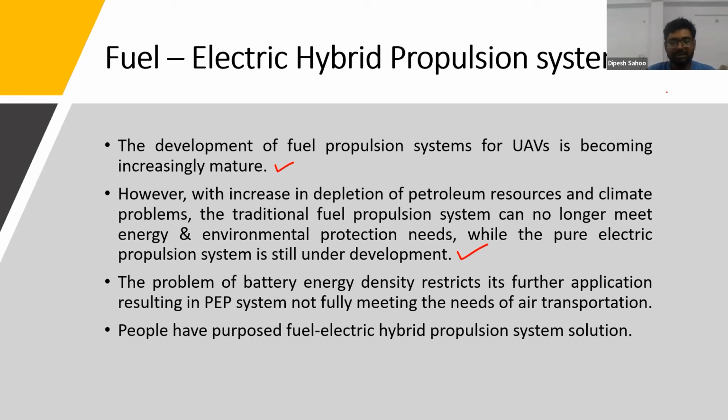The problem of battery is the energy density. It restricts its further application, resulting in PEP, pure electric propulsion, not fully meeting the needs of air transportation. People have proposed a fuel electric hybrid propulsion system solution. A lot of researchers, industrial as well as university researchers, have proposed that we should go for a fuel electric hybrid propulsion system for better fuel efficiency and meeting the environmental protection needs.